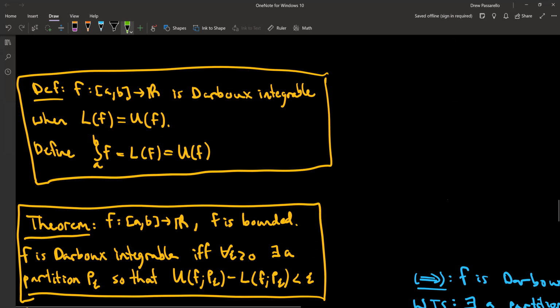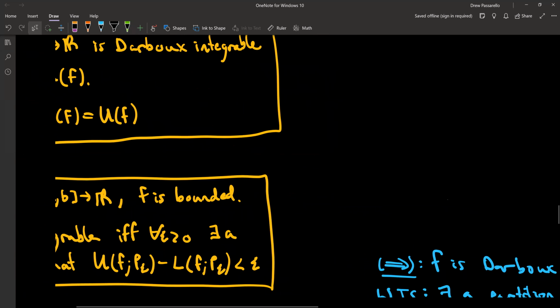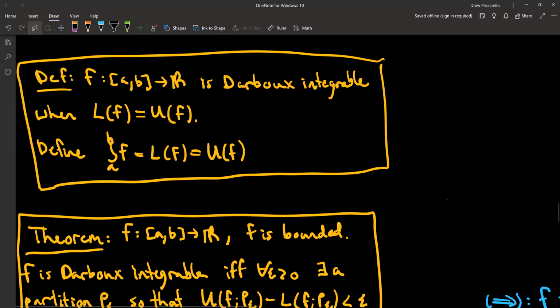Now we're finally into the actual Darboux integration. So a function is Darboux integrable when L(f) equals U(f). So when the supremum of the lower sums is equal to the infimum of the upper sums. And we define the definite integral over [a,b] to be just equal to this L(f), which is equal to U(f).